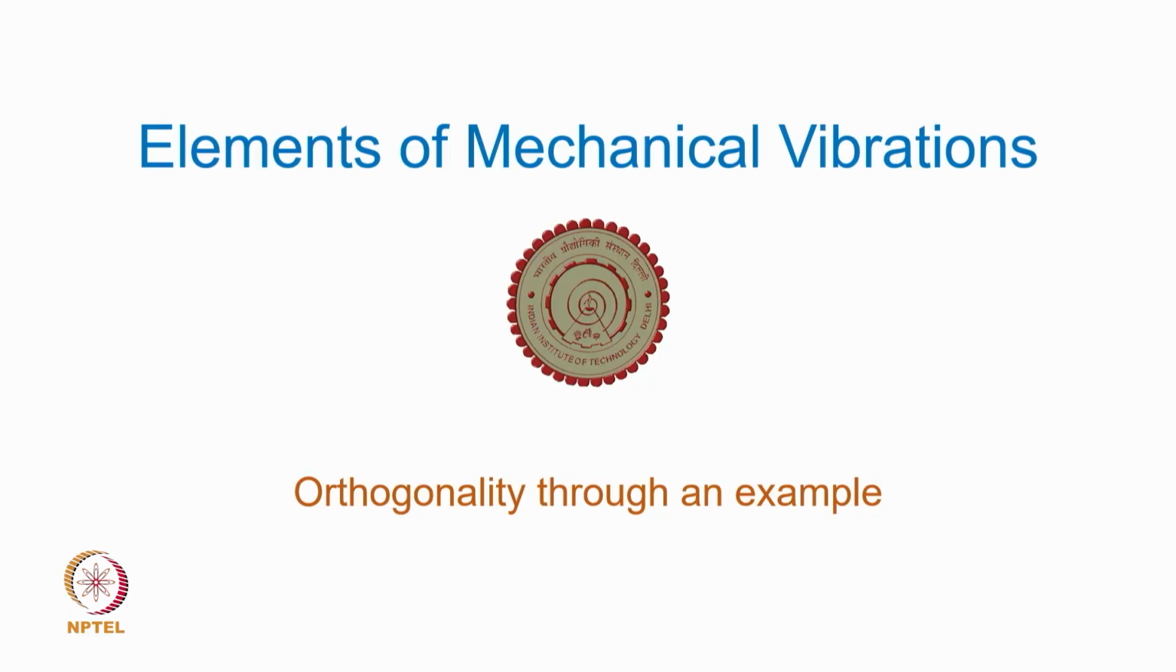Hello and welcome to this lecture of the course Elements of Mechanical Vibrations. In the previous sessions, we did discuss the modal analysis approach for multi-degree of freedom system, both undamped case as well as a damped vibratory system. However, in today's session we are going to focus on the orthogonality of eigenvectors through a simple example, so that you understand what it actually means physically or geometrically, and that will help you to understand orthogonality in a better way.